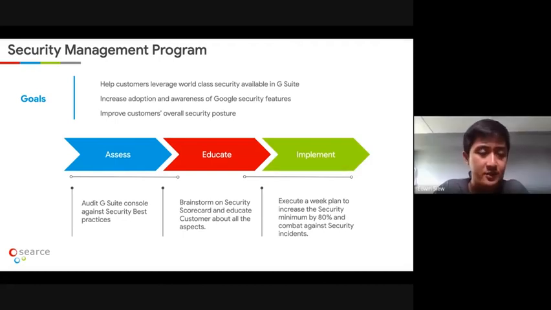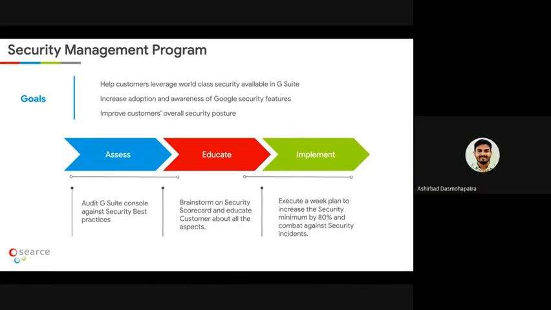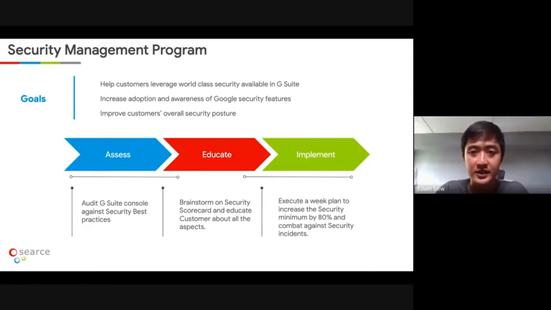So in terms of security management, I think we've spoken quite extensively about this. We adopt a 3-tier process: assess, educate, and implement. At the start, our engineers will speak to your IT manager, someone managing G Suite, and understand what the best protocols are that would fit your environment.